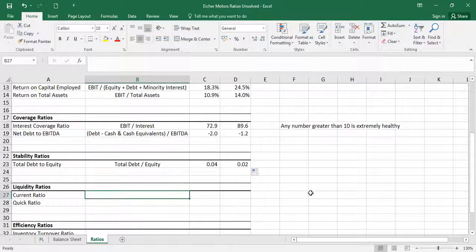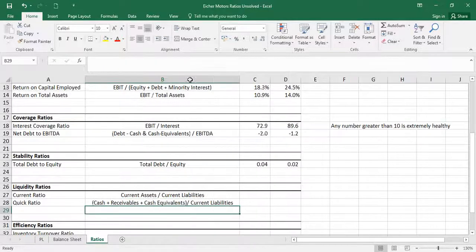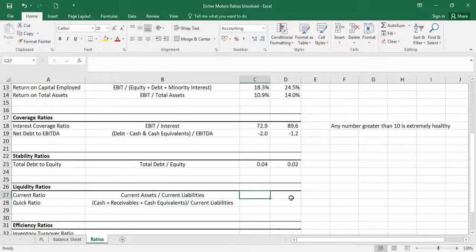Now, liquidity ratio, current ratio is nothing but current assets divided by current liabilities, and quick ratio is nothing but cash plus receivables plus cash equivalents, divided by current liabilities. I've removed everything else as well. By hard and fast, there's no rule. You could take current assets and just subtract inventory from here, but I've removed other current assets that might be there as well. So let's calculate this.